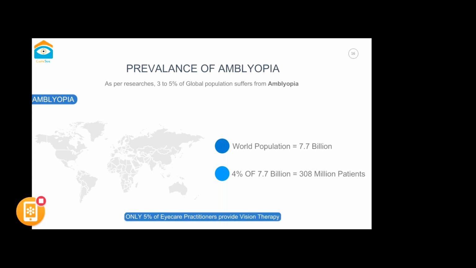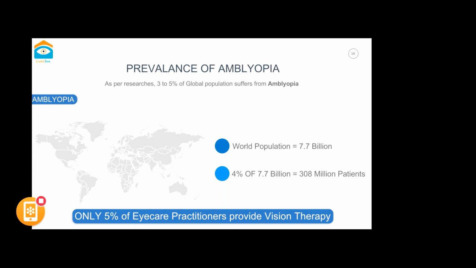Now, what is the army we are having? Only 5% of eye care practitioners provide vision therapy. There are only 5% of eye care practitioners who are aware of vision therapy, and they provide vision therapy services to their patients. So we need to develop an army. We are in great scarcity if we talk about vision therapists. So we need to develop our specialty and we need to get into vision therapy so that we can treat this huge number of patients waiting for us.